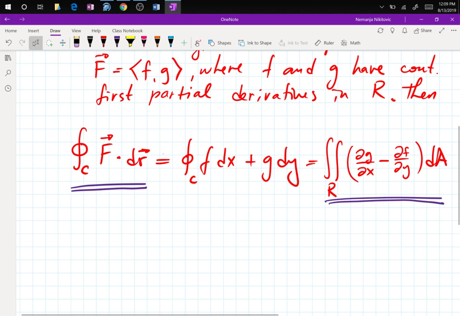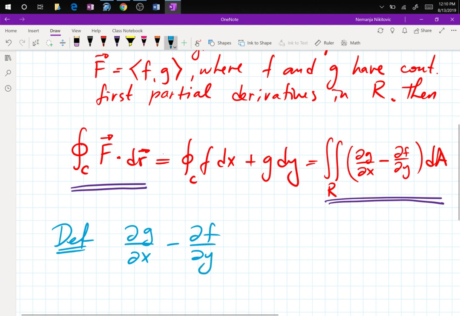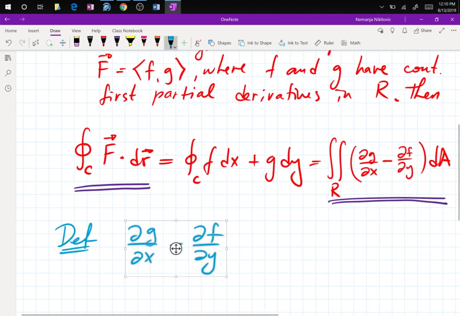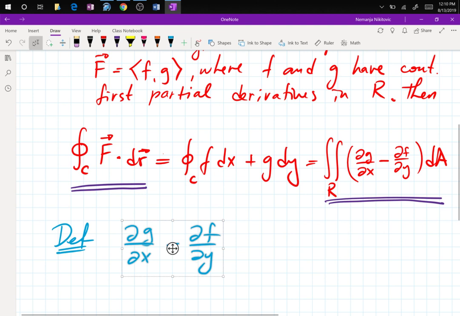Now, the parenthesis here is the second part of the same, and this is the definition part. The piece dG/dx minus dF/dy is called the curl. Oh, hold on, move this away. I forgot to write the curl.